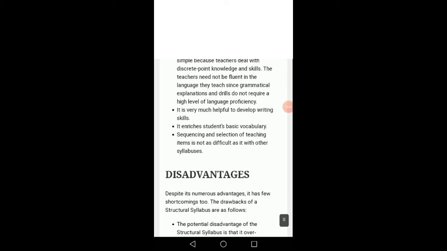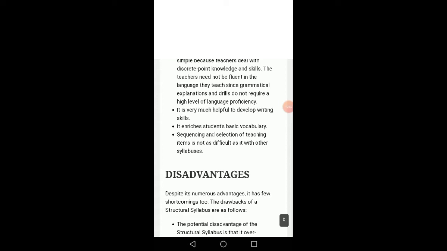It is very much helpful to develop writing skills. Okay, in developing writing skills, it is important, it is helpful, it enriches students' basic vocabulary. Sequencing and selecting of teaching items is not as difficult as it is with other syllabi.